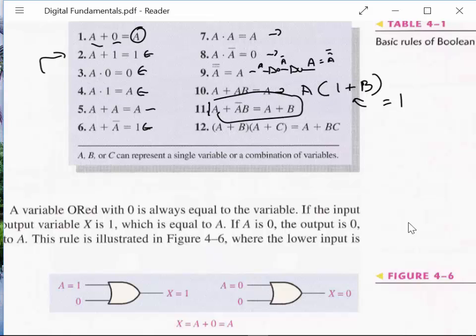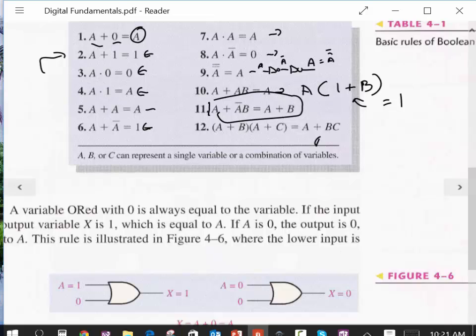And then the last one right here, (A plus B) and (A plus C), comes back to that. And that one we can get, and I'm going to just jump over here and go through the steps to get to that one.